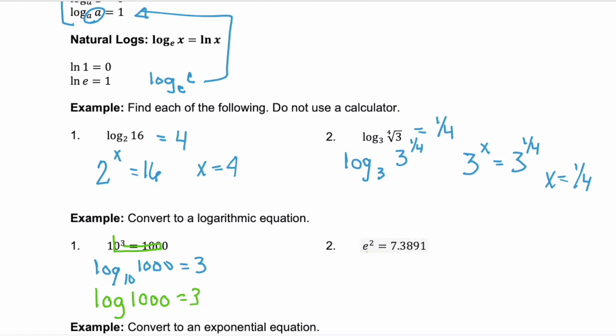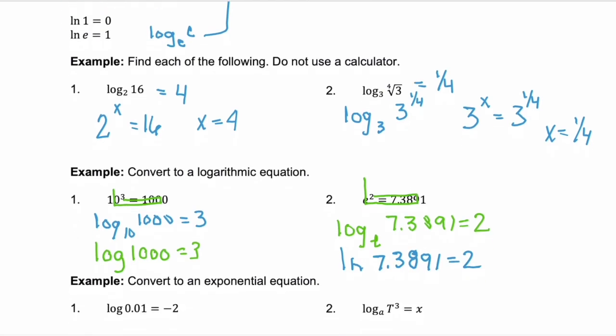Now example 2, we have Euler's number e squared equals 7.3891. And if we use that same shortcut to convert it into a log, we would get log base e of 7.3891 equals 2. And because this is a natural log, right, base e, that can be written as ln of 7.3891 equals 2.